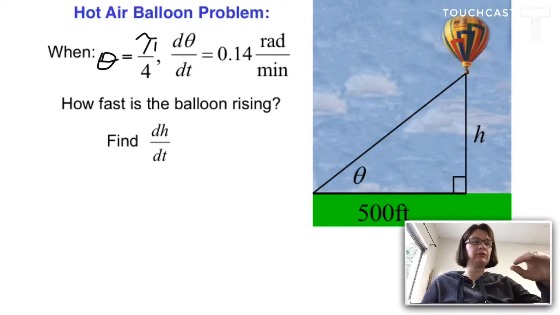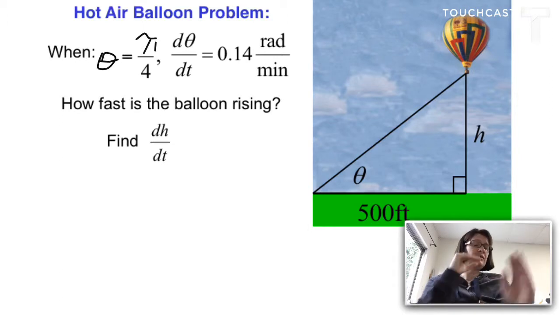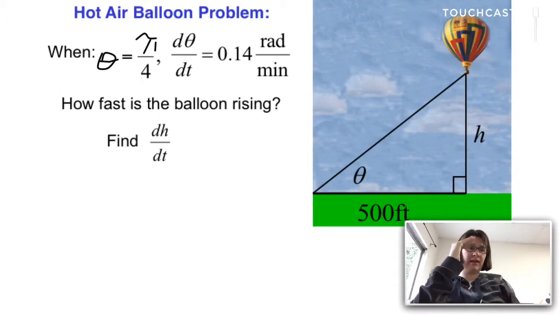We have a balloon, a hot air balloon that's lifting straight off the ground. 500 feet away from where it lifted off, there's someone or something on the ground that's watching the balloon. And so that angle of elevation, that angle of eyesight is changing. The higher the balloon gets, the bigger that angle has to get.